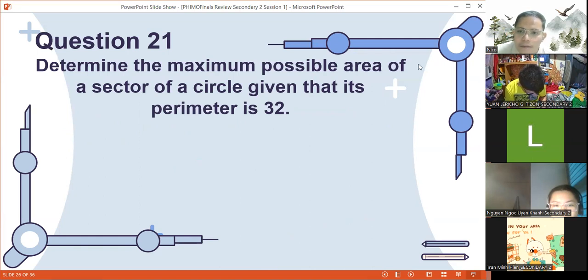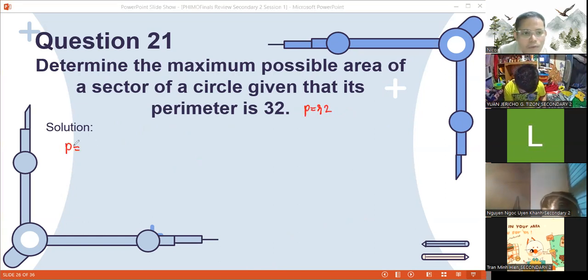Let's have number 21. Determine the maximum possible area of a sector of a circle given that the perimeter is 32. Oh no, this one is a very long solution. There's no solution here. Okay, anyway, I'm going to write it here. So to solve for our perimeter, the maximum possible area of a sector given that the perimeter is 32, right? Take note that perimeter is equal to, remember this one, 2r plus theta over 360 times 2 pi r. Okay? So I'm going to box this one because this is the formula that you need to remember.